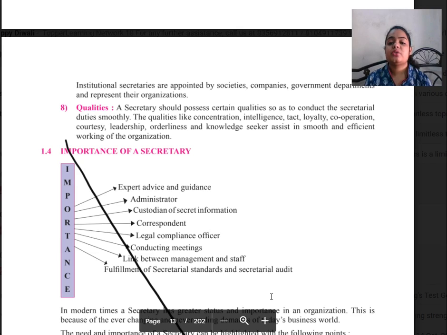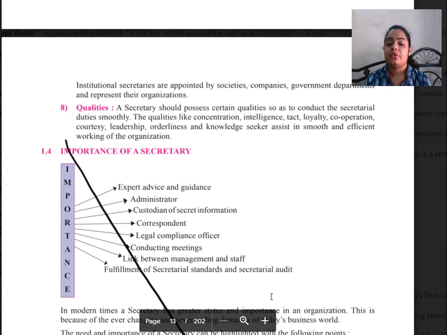So next we have qualities. A secretary should possess certain qualities so as to conduct the secretarial duties smoothly. The qualities like concentration, intelligence, tact, loyalty, cooperation, courtesy, leadership, orderliness, and knowledge seeker, assistance, smooth and efficient working in the organization. So what are the basic qualities which a secretary shall possess? So a secretary shall possess firstly the qualities such as concentration, intelligence, tact, loyalty, cooperation, courtesy, leadership, orderliness, and knowledge seeker, assistance, smooth and efficient working in the organization. So these are the various features of a secretary.